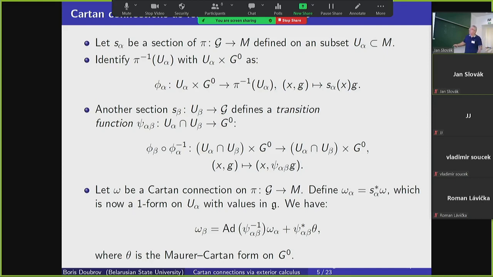So one important thing here is that we have a linear part. This is the adjoint action of an element or function taking values in G0. So this is a linear part, and this is somewhat a differential part. It's a pullback of a Maurer-Cartan form from G0. What is really important and will often be used is that the second part affects only the G0 part of the form omega. It does not affect everything that lies outside of G0. So outside of G0, the action is really linear.